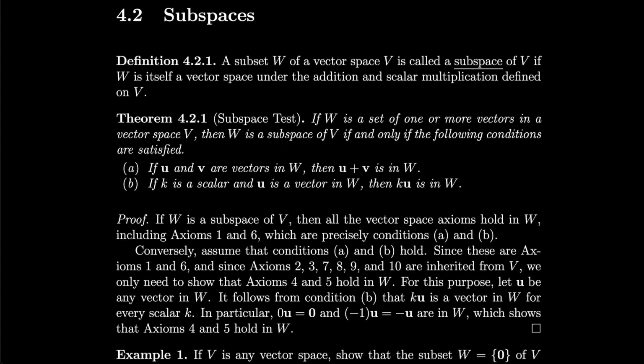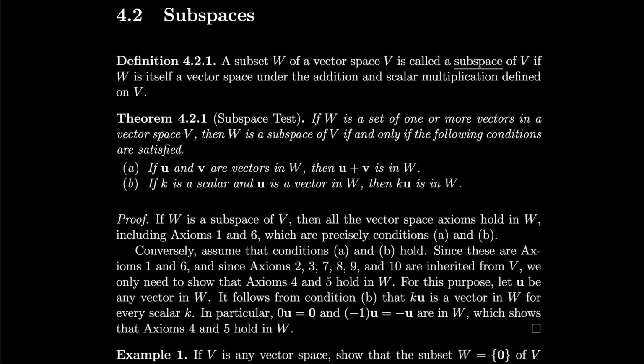To prove that the subspace test is all we need, notice that if W is a subspace of V, then all of the vector space axioms hold in W, including 1 and 6. So if W is a subspace, then of course these are going to be true. So that means that half of our theorem is true. We just have to do the converse now. In the other direction, because remember this is if and only if, so both directions have to work, assume that conditions A and B hold.